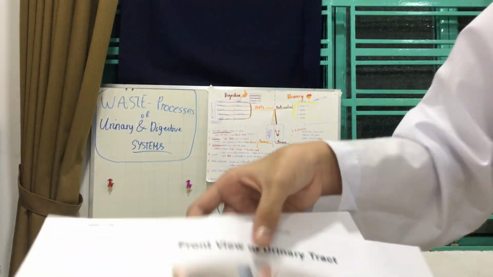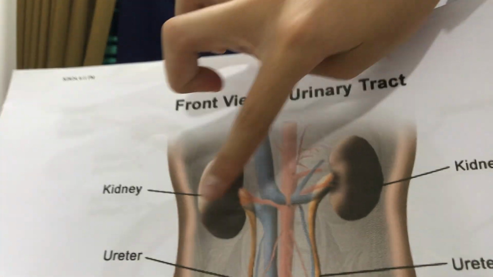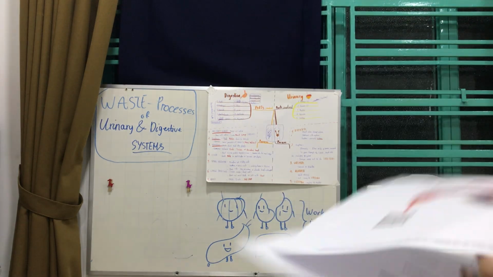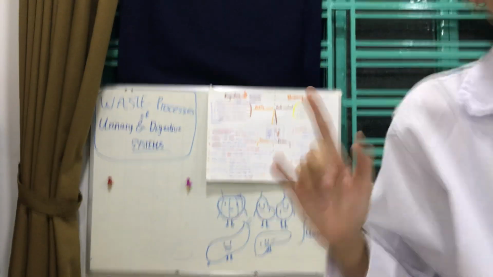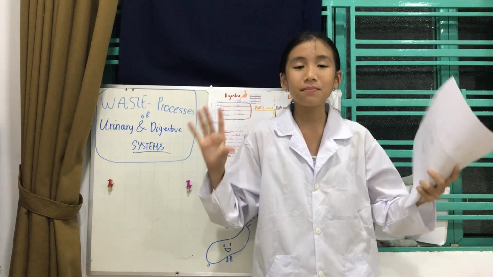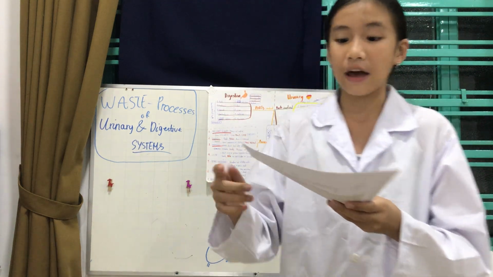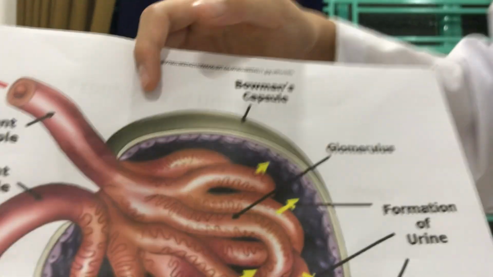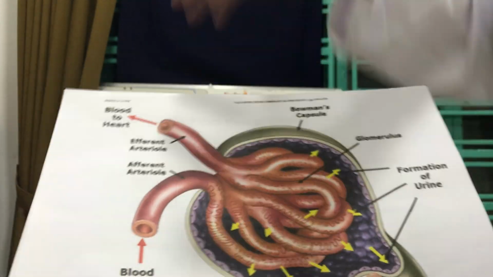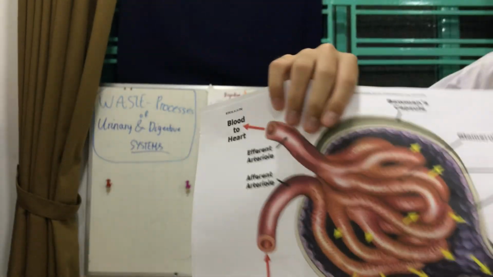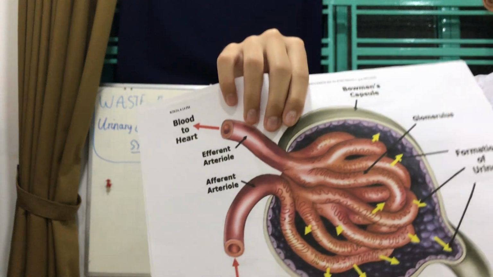Here are the 2 kidneys, as you can see here. And here is a single nephron. But there are about 1 million or more nephrons in our whole kidneys. So that's a lot of nephrons. Here's a microscopic view of a nephron. As you can see, there are different little tubes here.